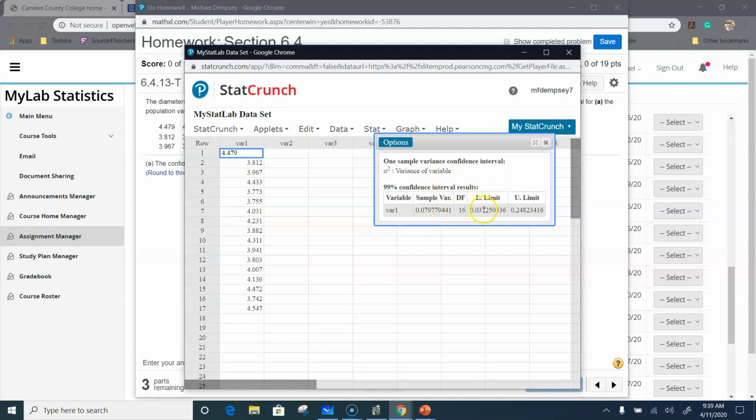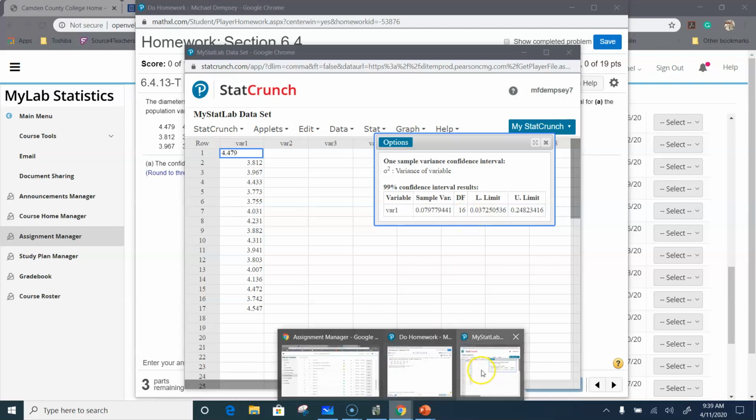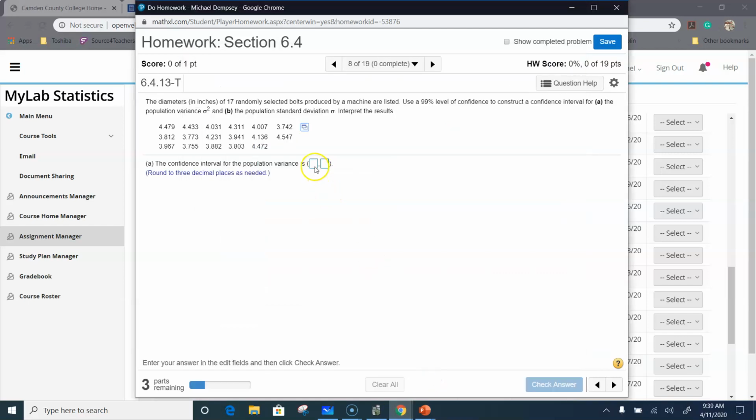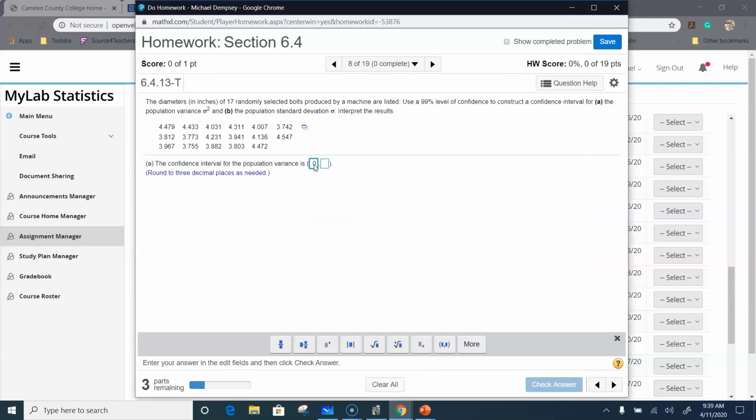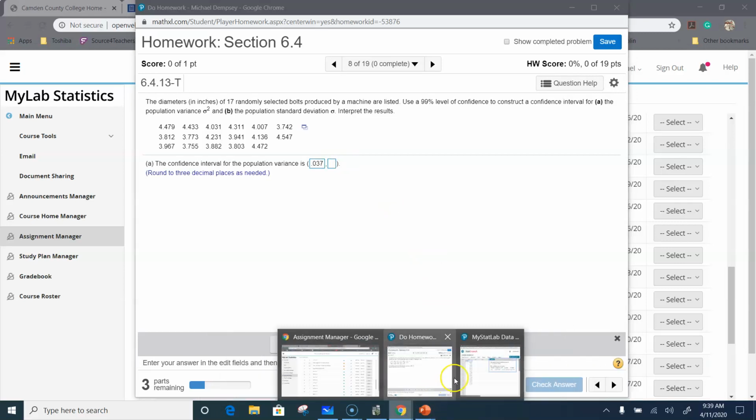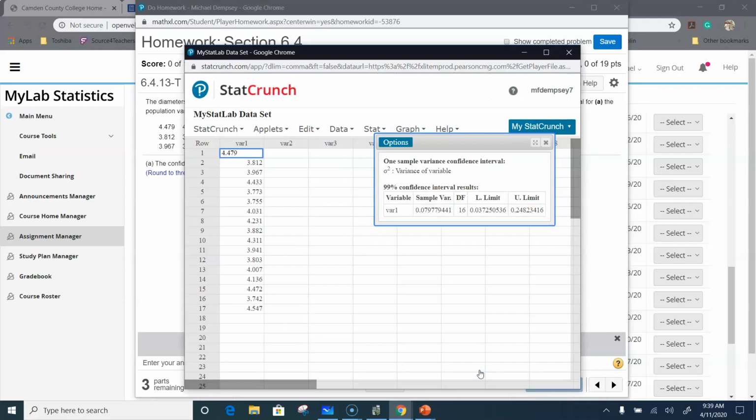All right. It goes from, and we would take the square root of each of these limits to get the standard deviation. So I have 0.03725. Three decimal places, that would be 0.037. Right? And then 0.248.